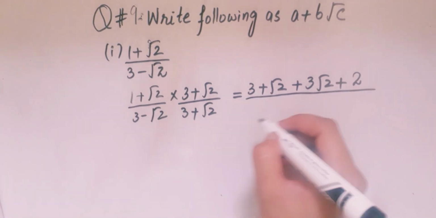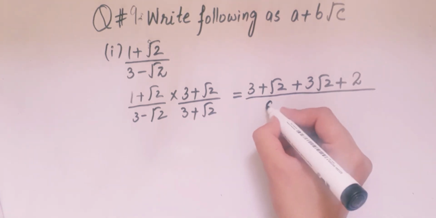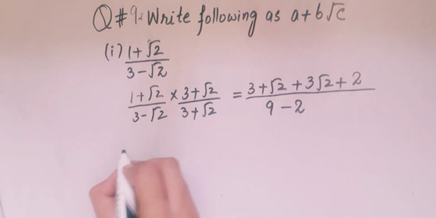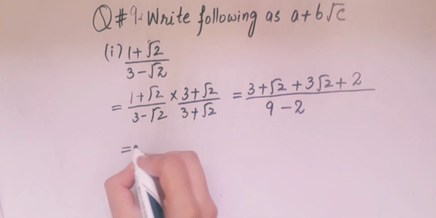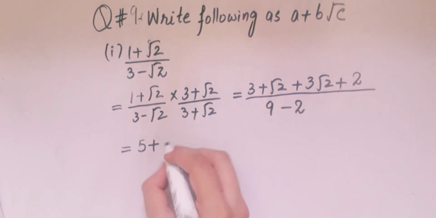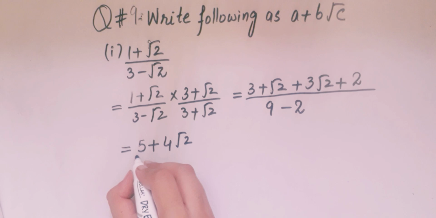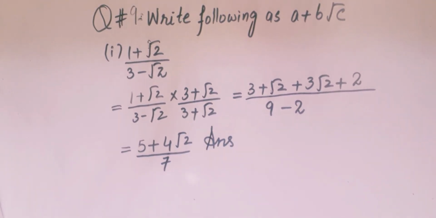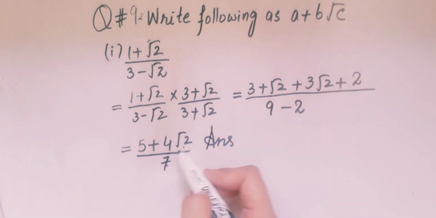So here we apply the formula of A square minus B square, which is 9 minus 2. And we have 3 plus 2 is 5. 5 plus 3 plus 1 is 4 square root of 2. And 9 minus 2 is 7. So this is the answer of this part. I hope you understand easily. And we write this as A plus B square root of C. Here the value of A is 5 by 7 and B is 4 by 7 and C is equal to 2.